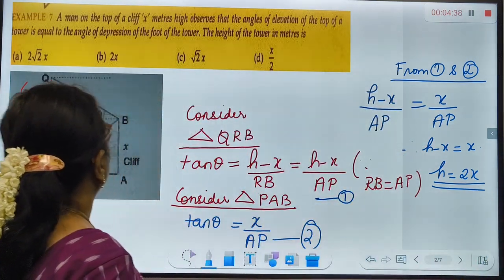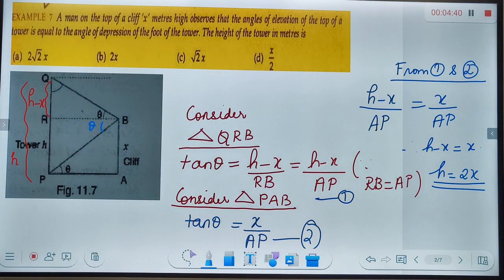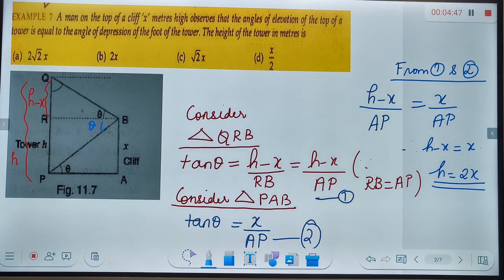So the height of the tower is equal to 2x. If the height of the cliff is x, then the height of the tower is equal to 2x. So B is the correct answer. Are you able to follow? It's very simple actually. But you should be able to draw the figure correctly. Then everything falls into place.